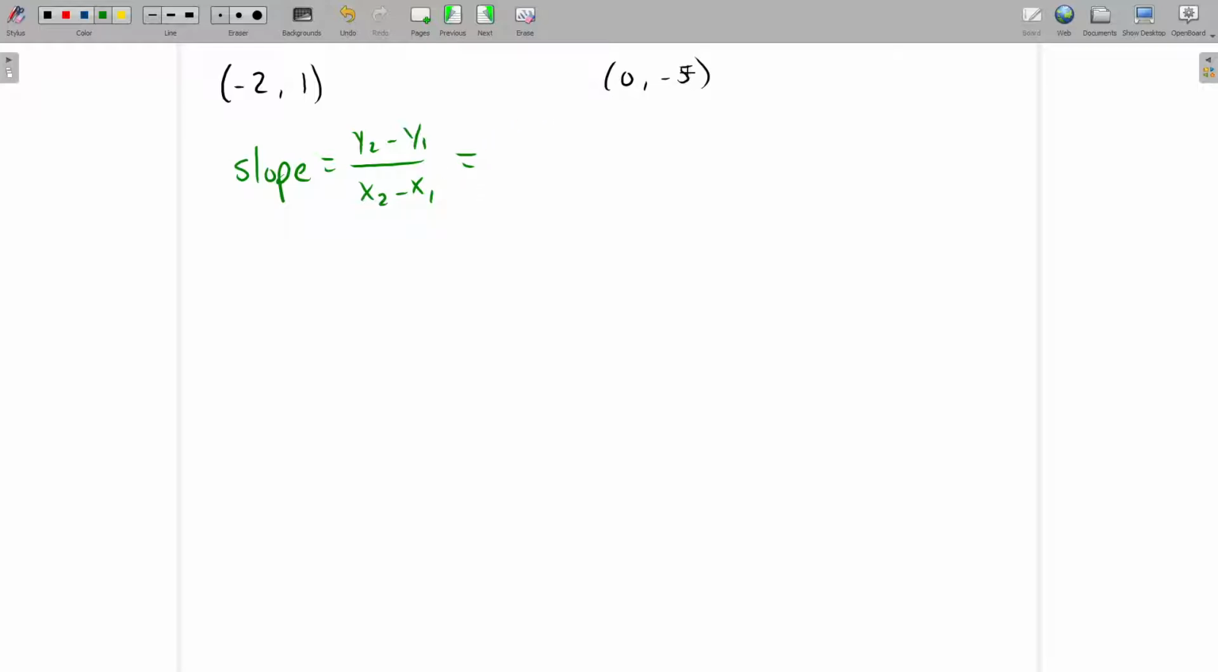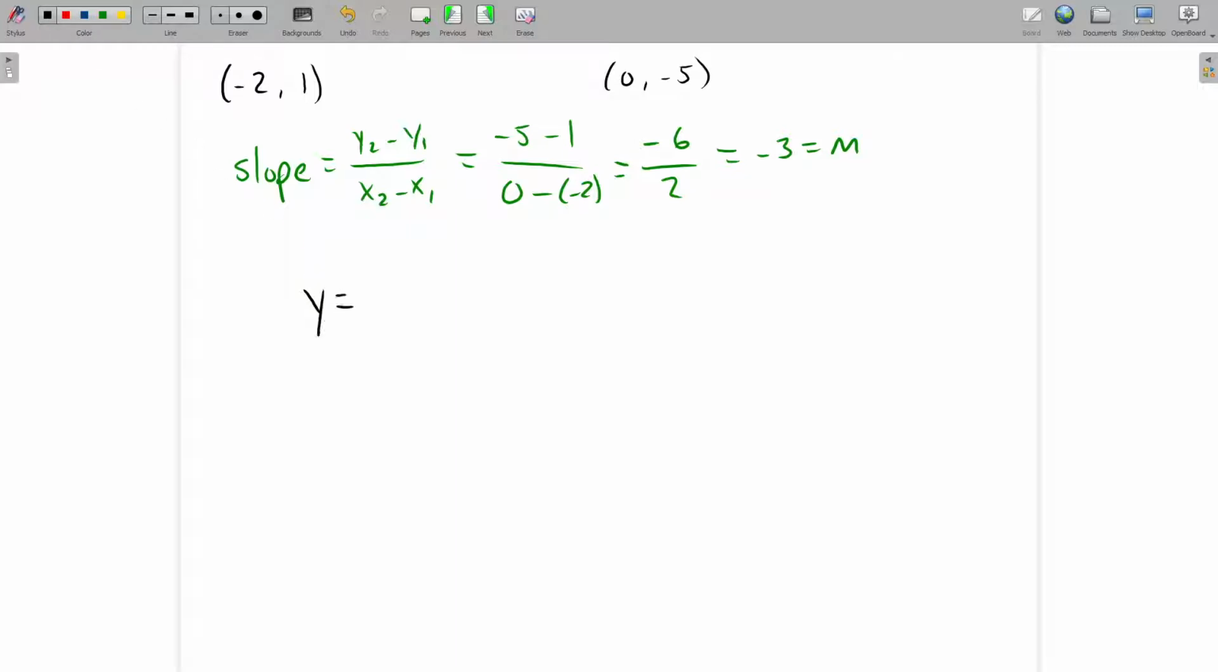So I can take the y from my second point, -5, and subtract the y from my first point, 1. And I can take the x from my second point, 0, and subtract the x from the first point, -2. So -5 minus 1 gives us -6, and 0 minus -2 is going to become 0 plus 2, so we would have 2. And this simplifies a little bit. 6 divided by 2 is 3, and it's -6, so we're going to have -3. Okay, our slope is -3.